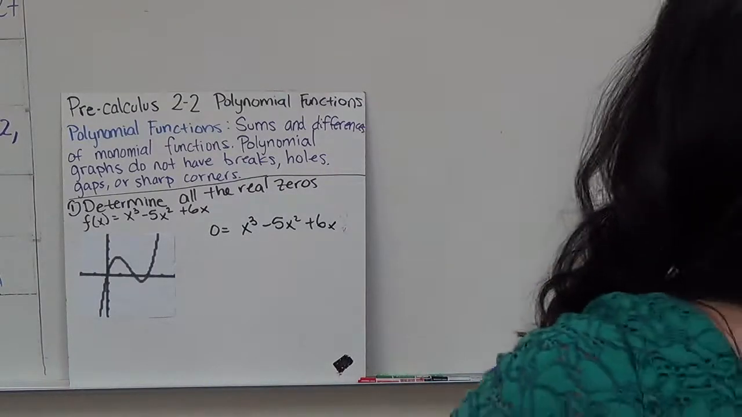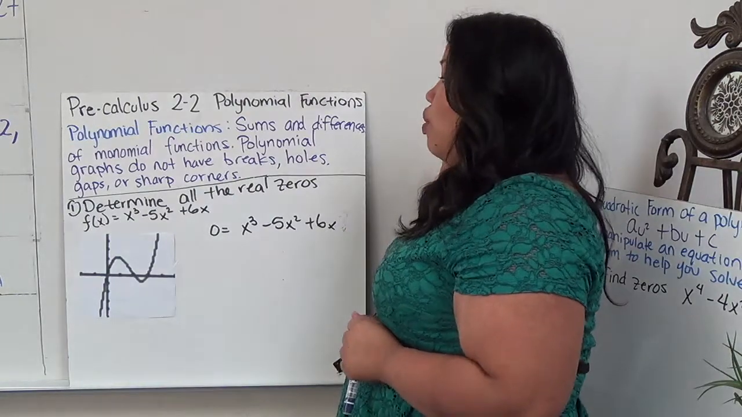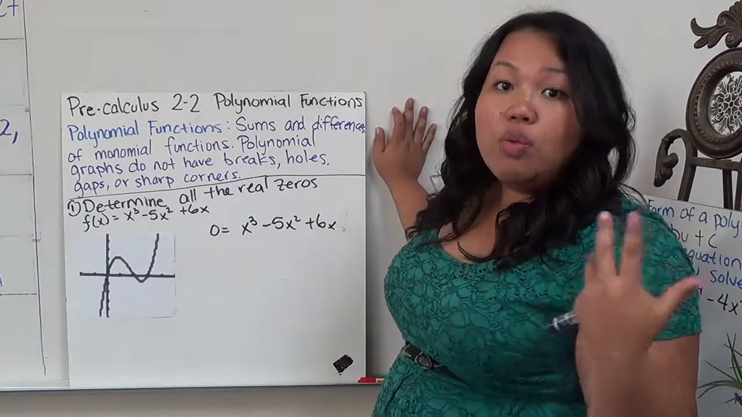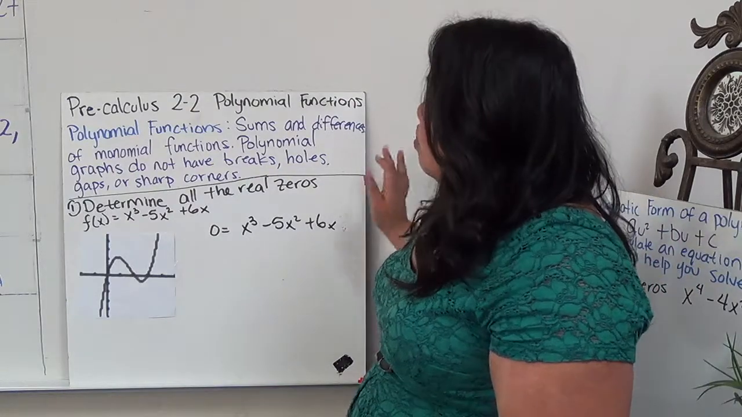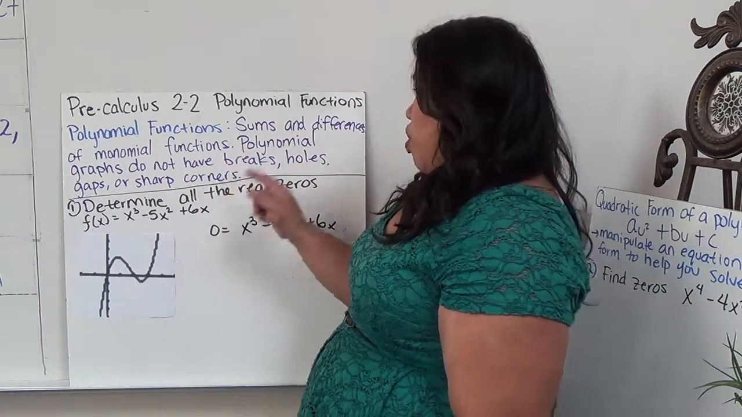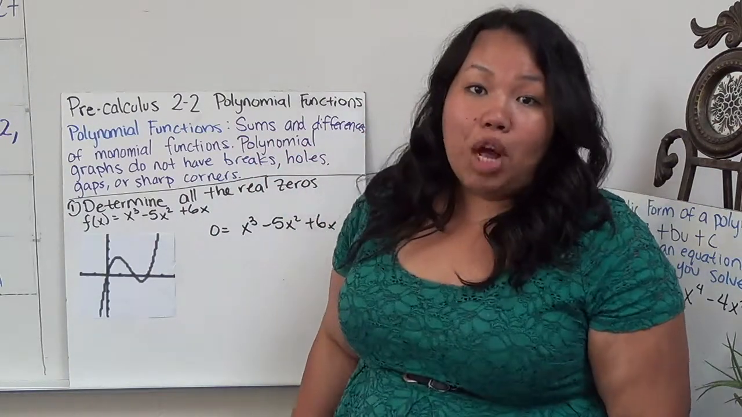In Precalculus, section 2.2, we're dealing with polynomial functions. So it's sums and differences of monomial functions. Last section you dealt with monomials. And the polynomial graphs do not have breaks, holes, gaps, or sharp corners. So if you see a graph with any of those, then it is not considered a polynomial.